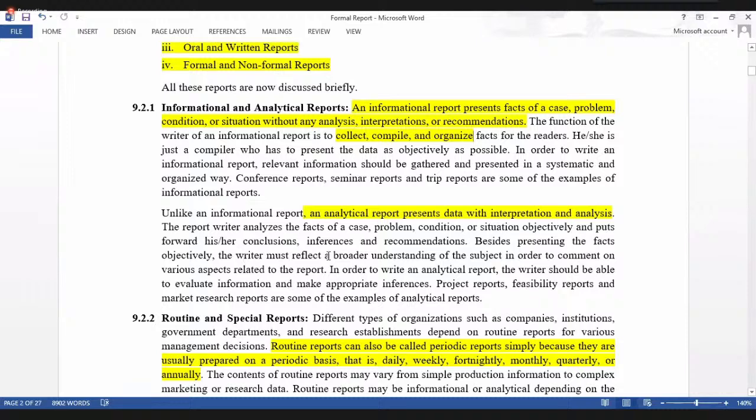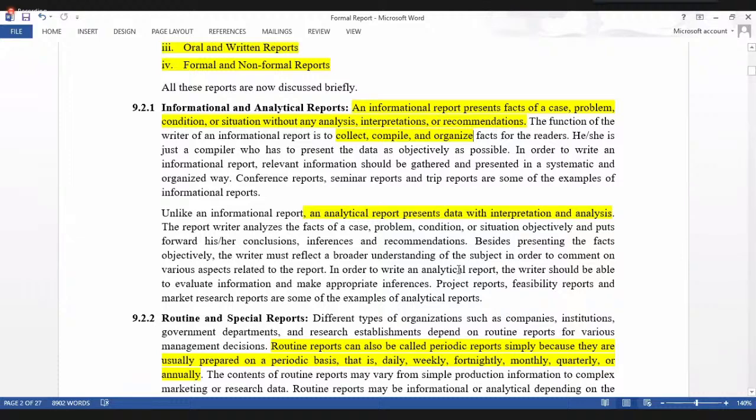The writer presents the facts, and then from the facts, the writer derives his own conclusion. The writer gives recommendations and suggestions. Besides presenting the facts objectively, what else does the writer do? The writer must reflect a broader understanding of the subject in order to comment on various aspects related to the report. So here, the writer presents the facts, but on those facts, the writer makes comments.